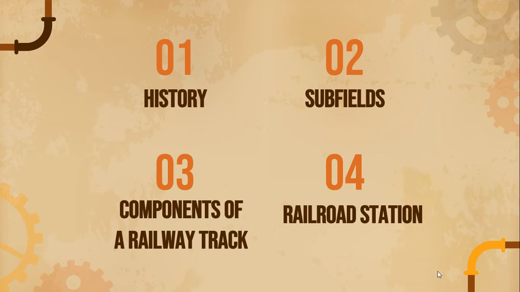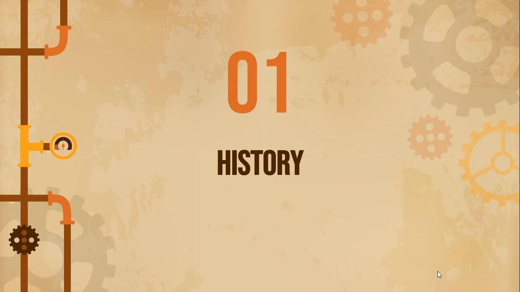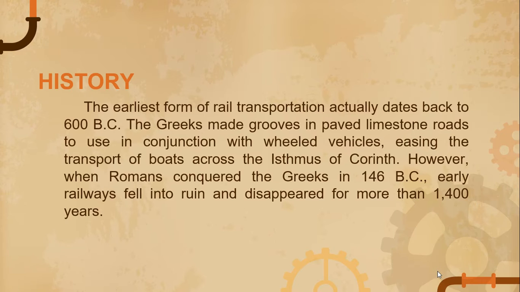The topics that we are going to tackle under railway engineering are its history, subfields, components, and stations. Let us know first the history and origin of railway engineering. It was said that the earliest form of rail transportation actually dates back to 600 BC. The Greeks made grooves in paved limestone roads to use in conjunction with wheeled vehicles, easing the transport of boats across the Isthmus of Corinth.